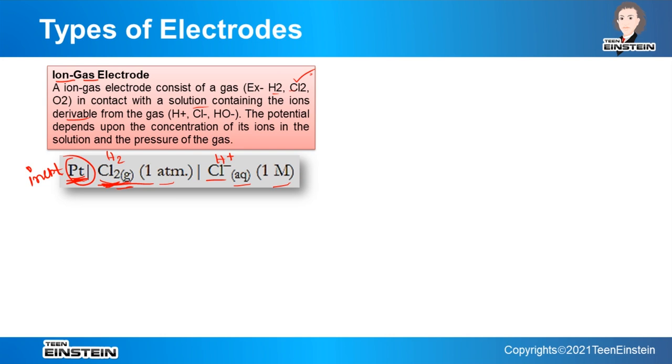Okay, so its role is not to take part in the reaction. Platinum is not taking part, it is just an inert electrode. And here the potential depends upon the concentration of its ions, whatever concentration is mentioned, and also the pressure of the gas. So here we will have an ion, and this ion is derived from some gas, so that is why the name is ion gas electrode.